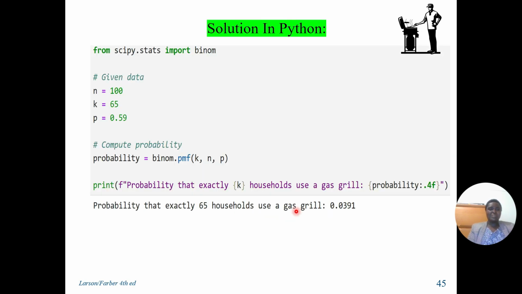In Python, we also have to import at least one library, from SciPy stats. This is a library which is used much in calculating different statistics. We have to import the binomial distribution because we need to use it, and then we just write binom.pmf. PMF is the probability mass function. Then you enter your parameters K, N, and P, and then you run it. So you will also get the same value, 0.0391 when you run it.